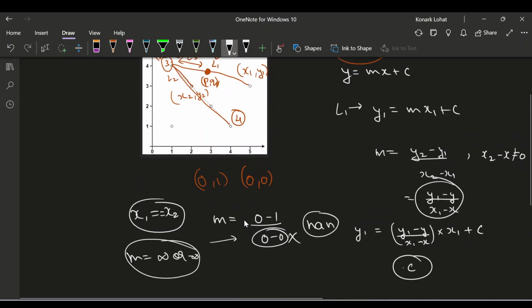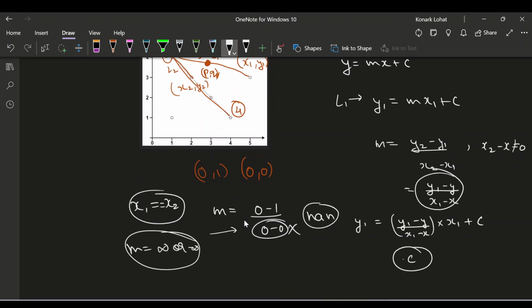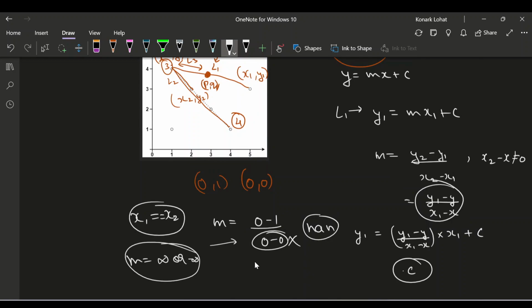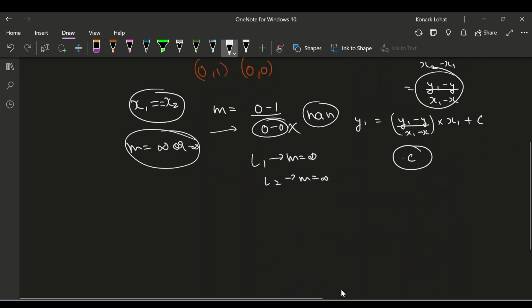But you know what, if m is infinity or minus infinity, let's say we have two lines, L1 which has an m value of infinity, and L2 which also has an m value of infinity. You will say that these are the same line. These are not the same lines. Their intercept could be different. It could be minutely different, but yes, they are different.